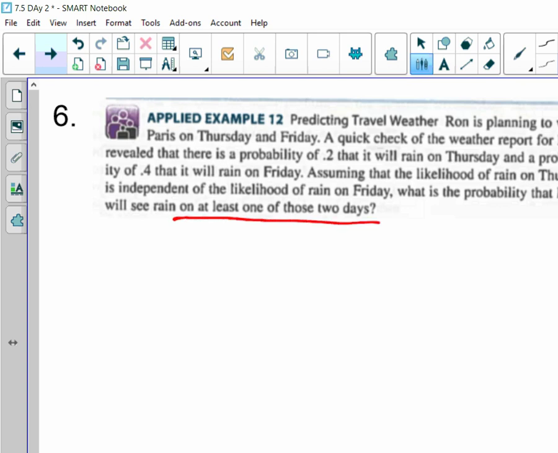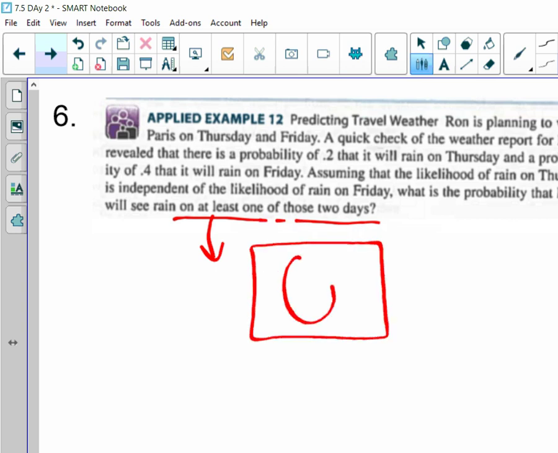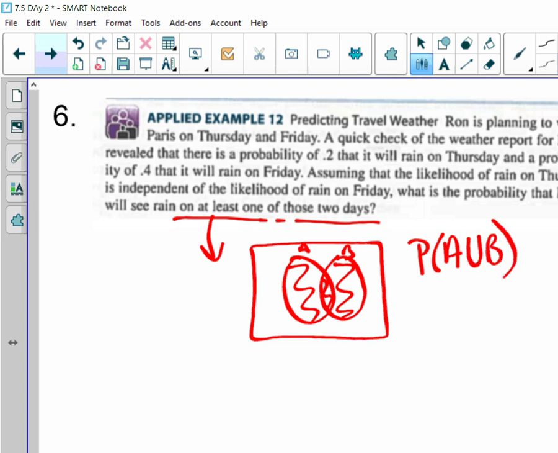Here's what's really important about this: understanding what those words mean, right? The probability of having rain on at least one of those days. At least means the probability of A or the probability of B or both, right? So I'm going to draw a Venn diagram. I feel like that's easier. If this is A and this is B, it could be anywhere in A or B. That would be the probability of A union B.